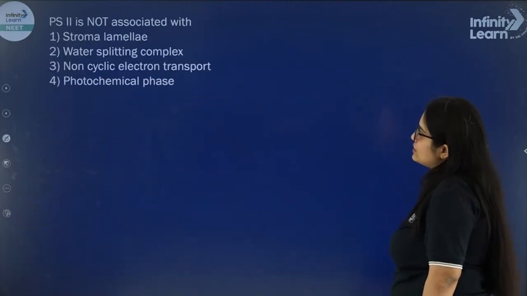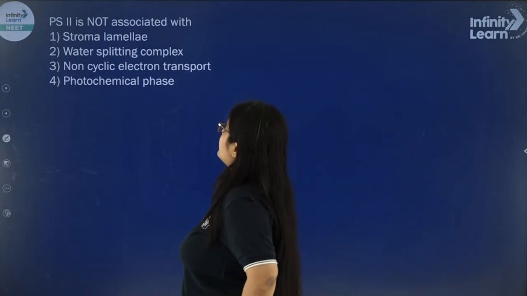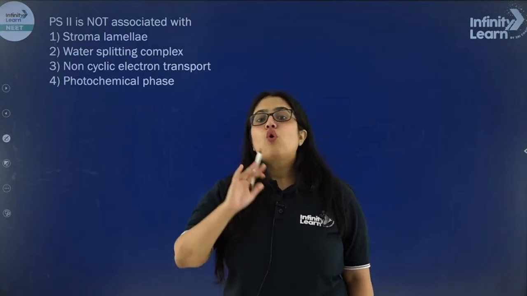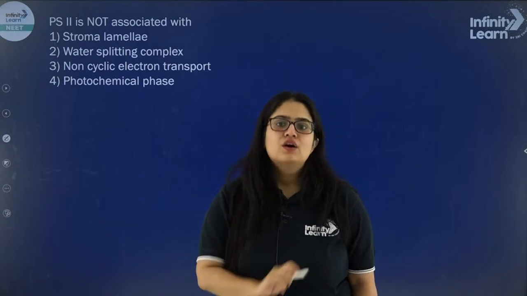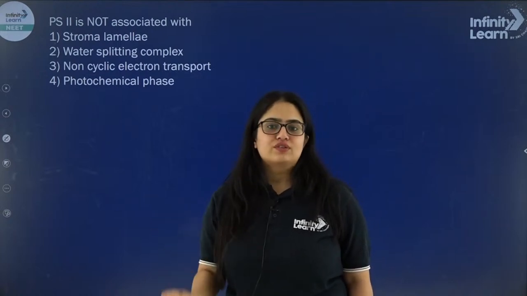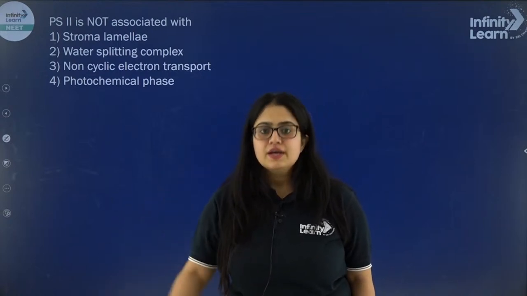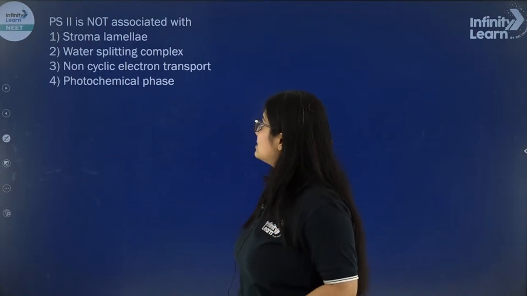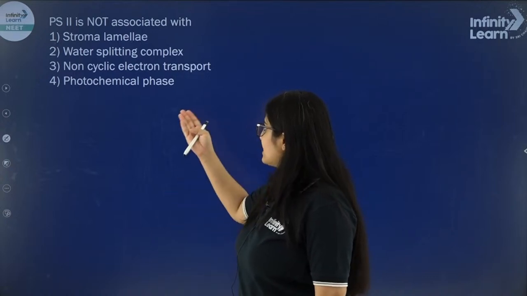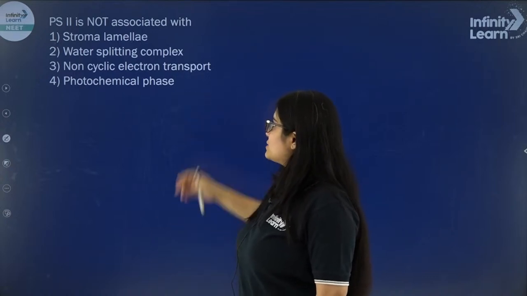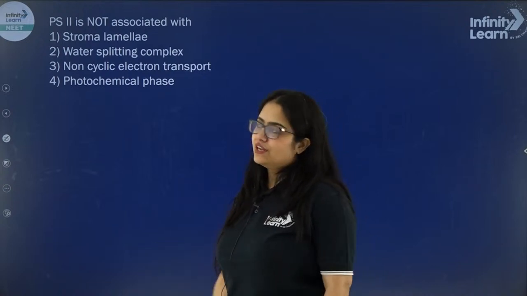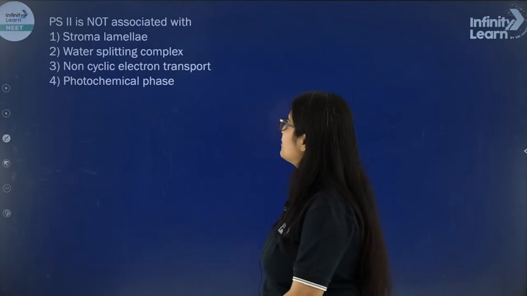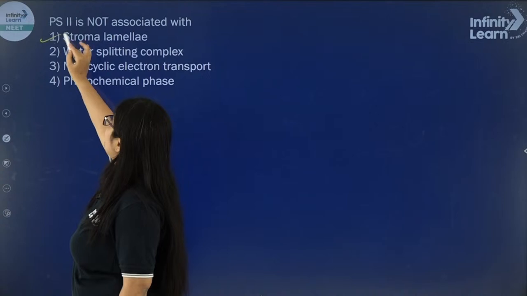Next question. PS2 is not associated with. Okay, what are stromal lamellae? Yes, that's right. Stromal lamellae possess just PS1. So over stromal lamellae, only cyclic photophosphorylation can take place, not non-cyclic, because for non-cyclic photophosphorylation to run, PS1 and PS2 both are required. Is PS2 not associated with water? No, it is associated with the water splitting complex. The electrons that we get by splitting the water are given to PS2 to remove its electron deficiency. Non-cyclic, definitely it is a part of the photochemical phase. So PS2 is not associated with stromal lamellae, they are absent there.